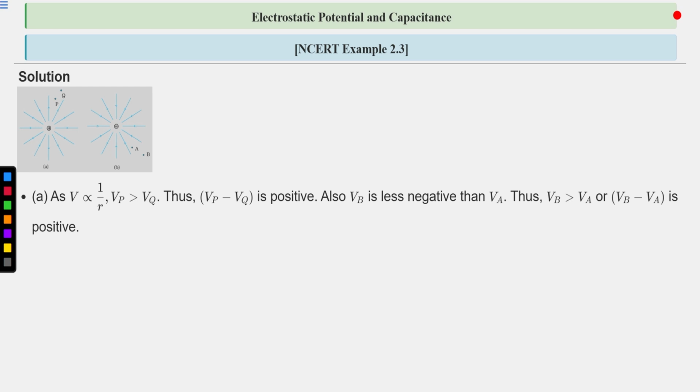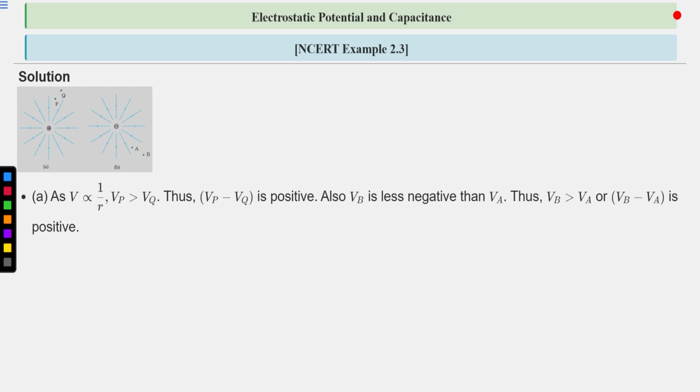So now the charge was not given in the first part, so we have to take the test charge as positive. Now we are moving from Q to P. When we move from Q to P, P is closer, meaning R is less for P. So potential at P is greater than Q, because potential is inversely proportional to the distance.